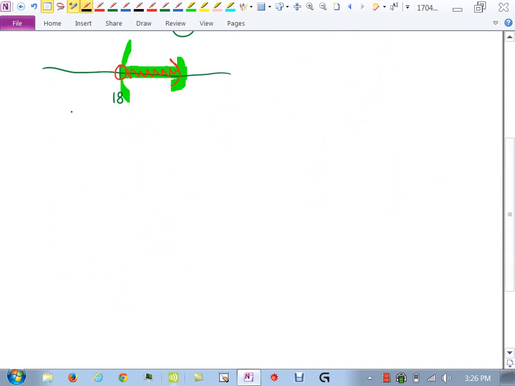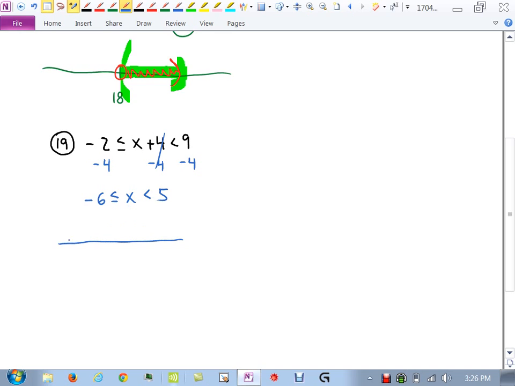19. Another compound inequality. So subtract 4 to get our x by itself. Notice we're not dividing by 4, we're subtracting. Now we do not have to flip if we subtract, we only flip if we divide. So negative 6 less than or equal to x, these canceled, and then less than 5. So we have negative 6 here, we have 5 here. Everything again between them, bracket there, parenthesis. So solid dot, everything up here until we get to 5.